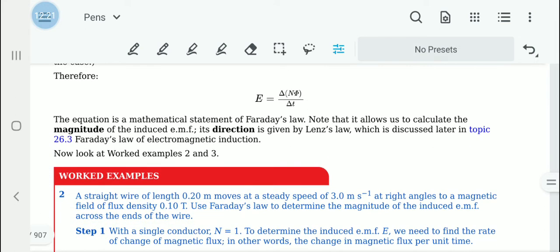The constant of proportionality is taken to be 1. Therefore, Faraday's law of electromagnetic induction can be illustrated as follows, and write E equals delta N phi upon delta t.